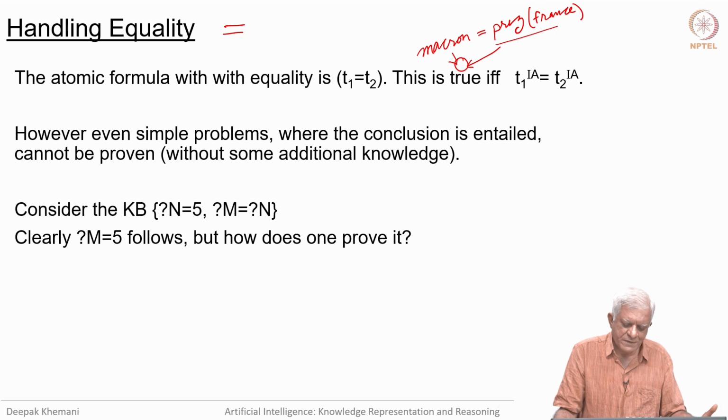Now, clearly if m is equal to n and n is equal to 5, we should be able to conclude that m is equal to 5, but how does one prove it? So, remember that when we talk about logic, we are interested in proof. We are not simply interested in blindly being able to pick a matching pattern and then apply a rule and add the new pattern and so on and so forth. How do we make sure that we can add this new pattern?